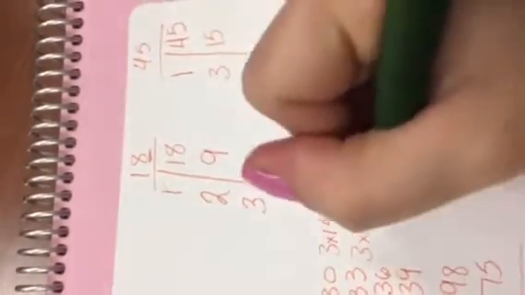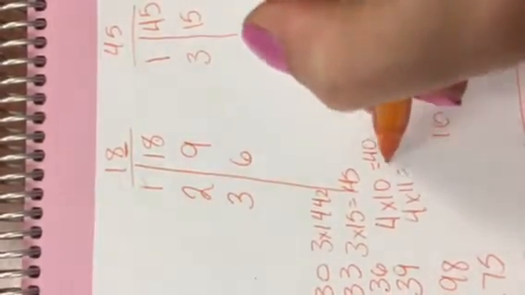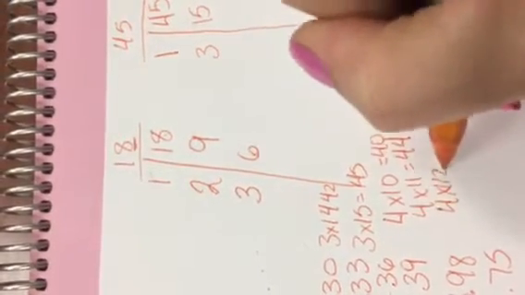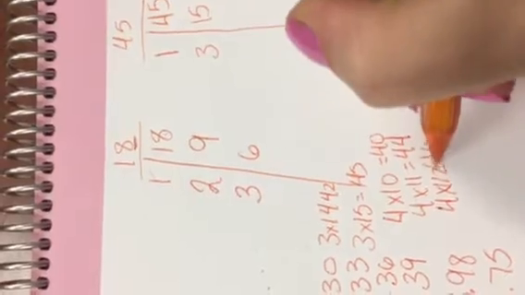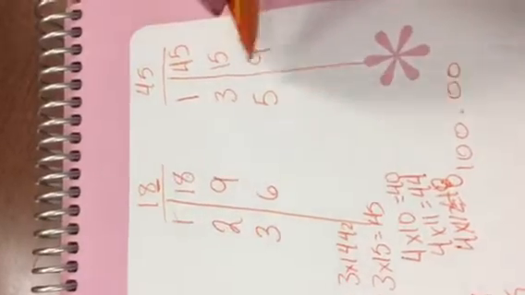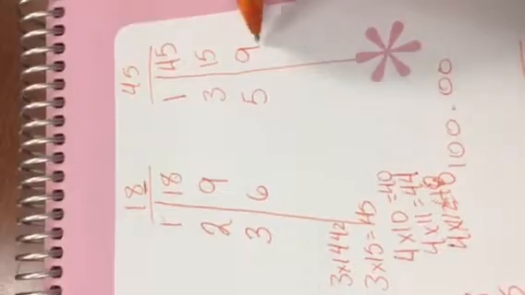I know 4 is not a factor because 4 times 10 is the highest I know, and that's 40. 4 times 11 is 44. 4 times 12 is 48, sorry. So no, that's not a factor. 5 is a factor. 5 times 9. 6 is not a factor. 7 is not a factor. 8 is not a factor. 9 is a factor, but I already have it listed.